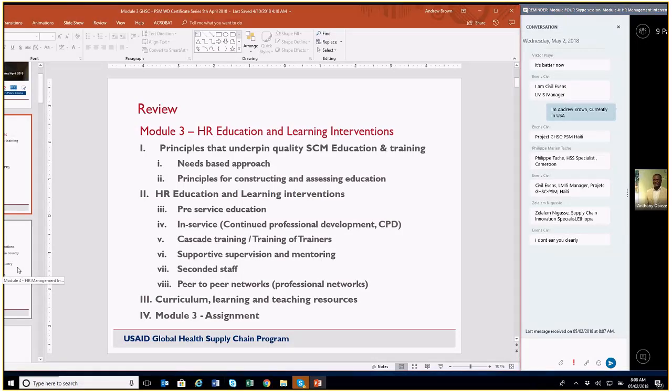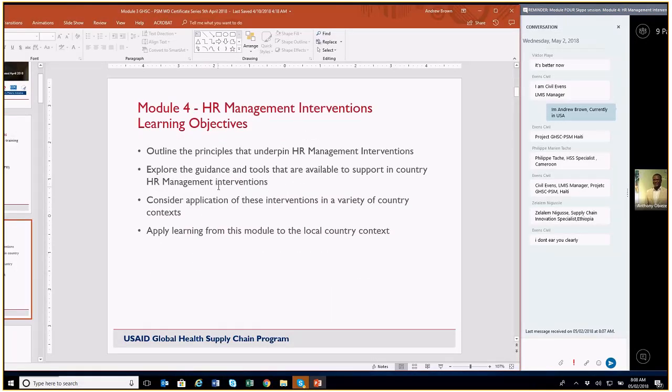What we'll be looking at today, and the objectives I want to cover, are understanding the general principles of HR management interventions, exploring the guidance and tools we have available, and then considering country application.